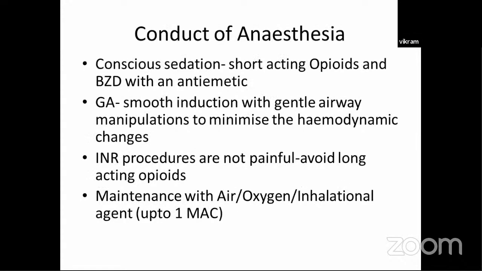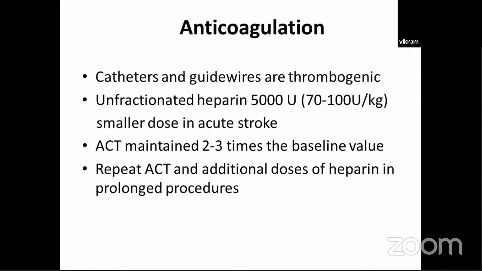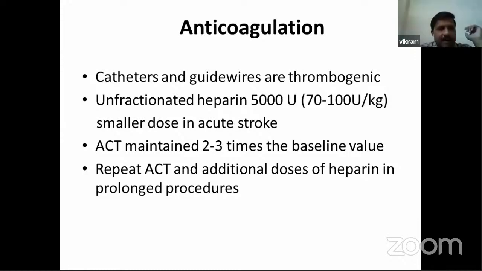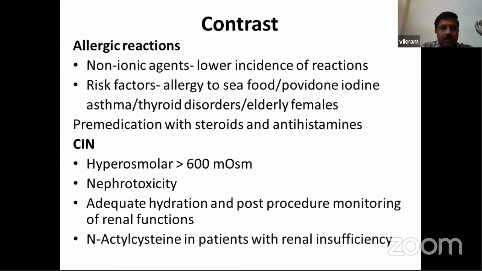Coming to the other considerations, anticoagulation is used in all of these patients. The catheters and guide wires that are used during the procedures are all thrombogenic. So all patients receive unfractionated heparin in a dose of 70 to 100 units per kg, except for stroke patients where there's risk of hemorrhagic transformation, where a smaller dose is used. And the activated clotting time is maintained at 2 to 3 times the baseline value. Repeat activated clotting time and additional doses of heparin can be given in case of prolonged procedures.